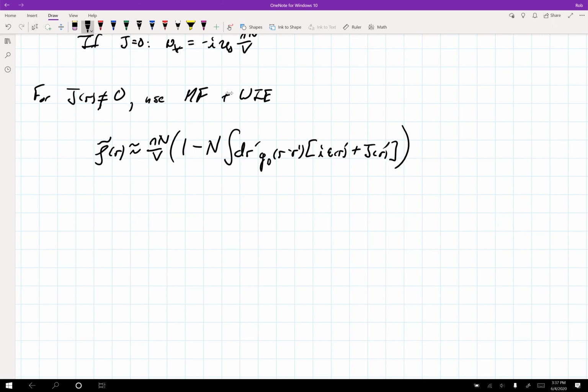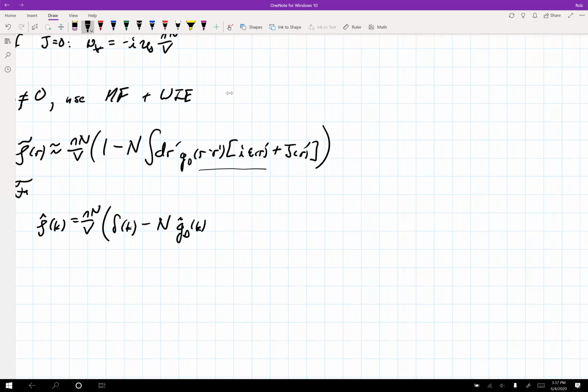So in Fourier space, if we Fourier transform this guy, we get rho hat of k. This thing is going to be n over v, so the constant's still there. The 1 just simply becomes a delta function, so this is delta of k. And then this just becomes a product in Fourier space. So we just have minus n gd hat k times I epsilon hat of k plus j hat of k.